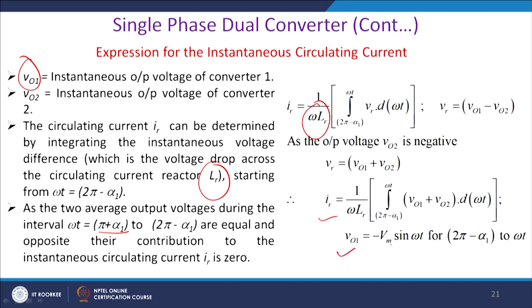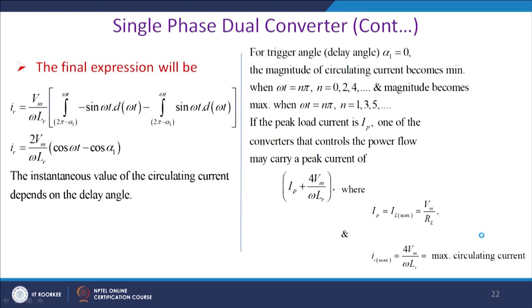Substituting V01 equal to minus Vm sin omega t for 2 pi minus alpha 1, you just substitute it and you get the result IR equal to 2 Vm by omega Lr times (cos omega t minus cos alpha). So, you can see one thing, that you can actually make the circulating current 0 by suitably controlling alpha 1, but it is not possible most of the time.